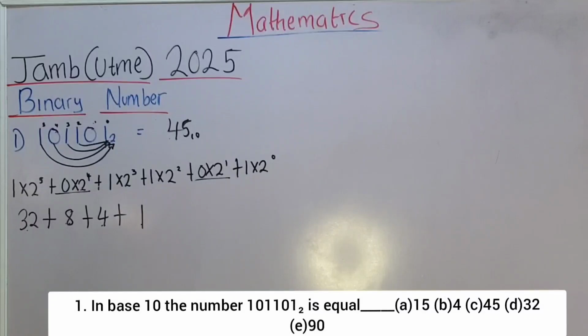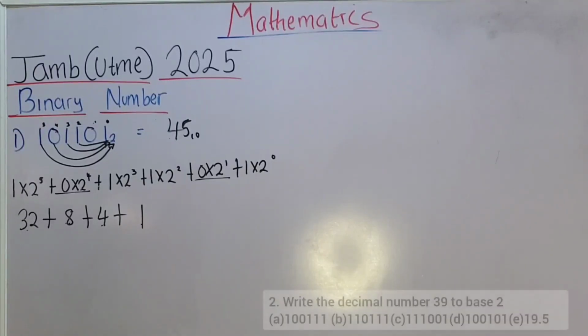Write the decimal number 39 to base 2. Okay, write the decimal number 39 to base 2. Option A, 10011 base 2. Option B, 110111. Option C, 111001. Option D, 100101. Option E, 19.5. Okay, we are asked to write 39 to base 2.